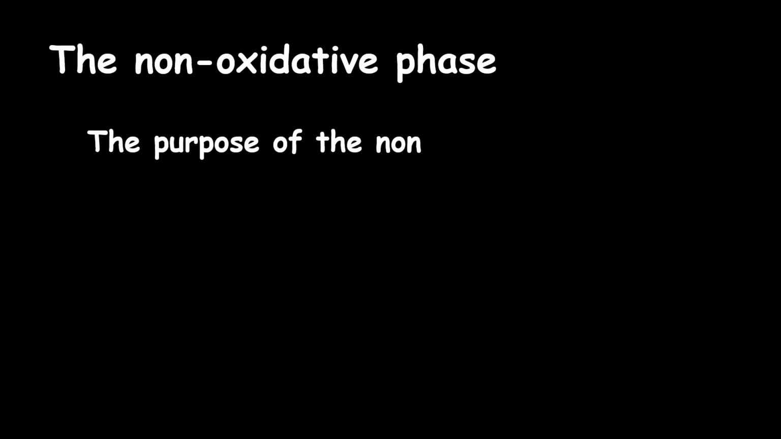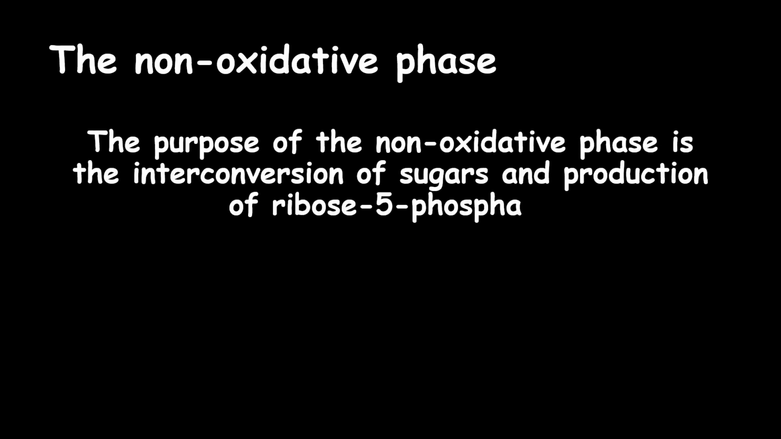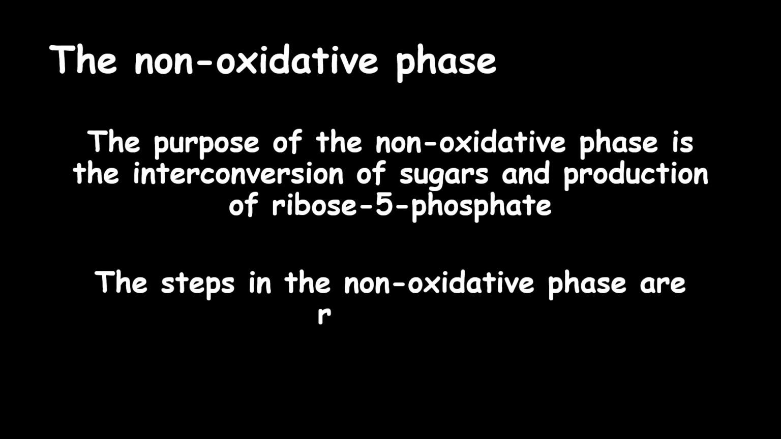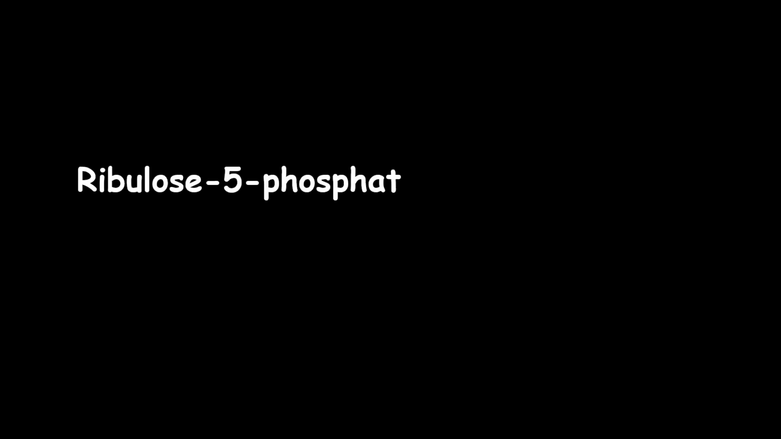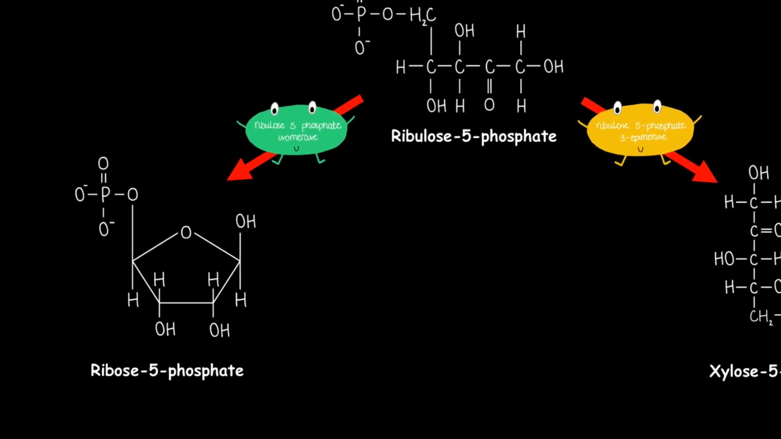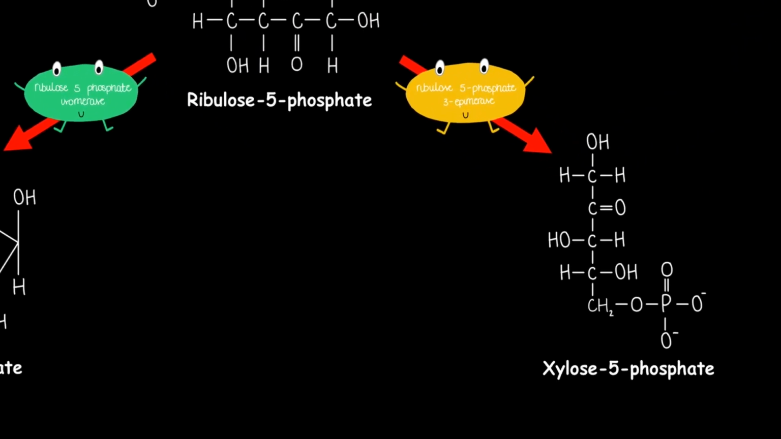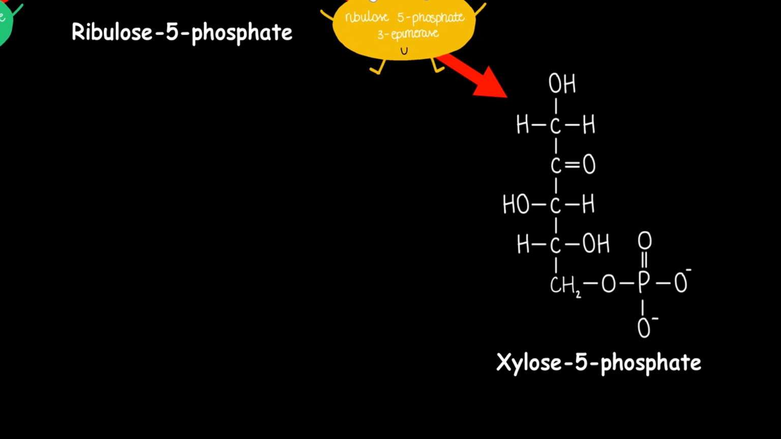The purpose of the non-oxidative phase is to convert sugars to form ribose 5-phosphate, which is the sugar required to form DNA and RNA. The steps involved in this phase are reversible. Ribulose 5-phosphate can be converted into two molecules depending on the enzyme it uses. On the left, we can see that the enzyme ribulose 5-phosphate isomerase converts it to ribose 5-phosphate. And on the right-hand side, the enzyme ribulose 5-phosphate 3-epimerase converts it to xylulose 5-phosphate.